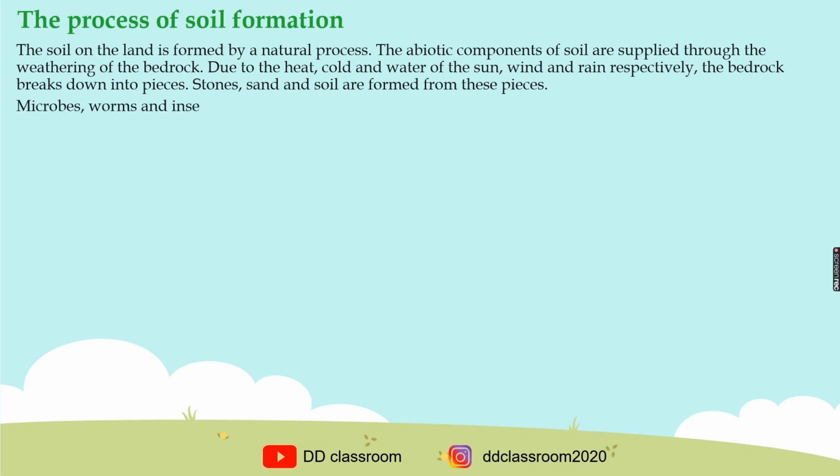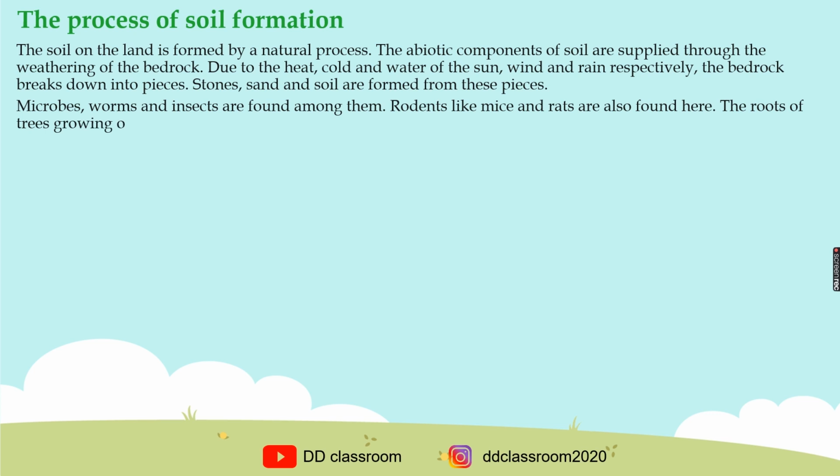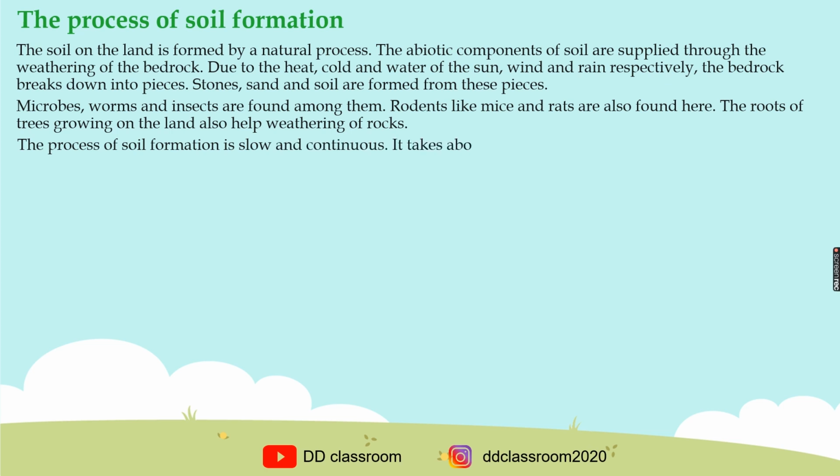Microbes, worms and insects are found among them. Rodents like mice and rats are also found here. The roots of the trees growing on the land also help weathering of rocks. The process of soil formation is slow and continuous. It takes about 1,000 years for a 2.5 centimeter thick layer of mature soil to form.